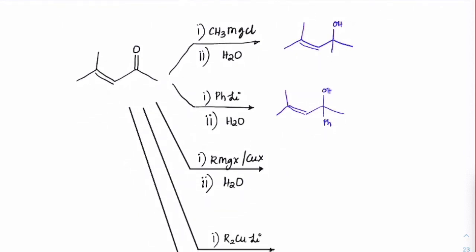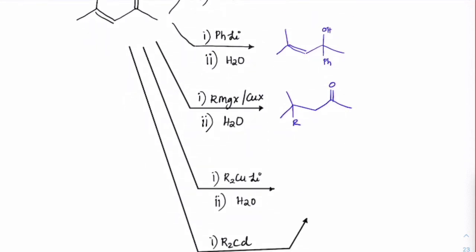The minute you add CuX, this RMgX, this R will form a complex with copper and become a Gilman's reagent. Now the R minus is a relatively weaker nucleophile. So this time it will go for 1,4 addition or conjugate addition. So the product now would be: this R minus is now attacking on this side. So we will get the double bond O the way it is, and R gets added here. This will be the final product.